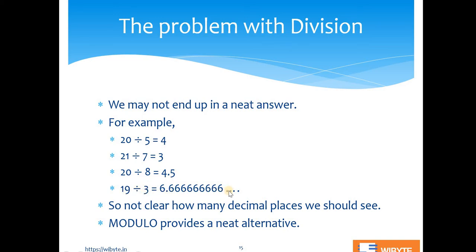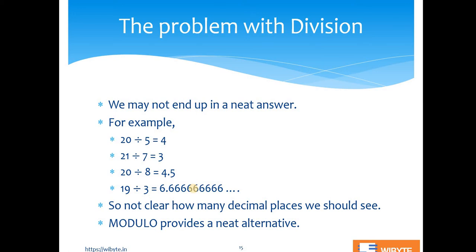So the problem is that we may not end up with a nice answer, and then it's difficult to figure out how many decimal places we should store. One way is to say, okay, answer to the first decimal place, so 6.666 becomes 6.7. That's fine. So that's one thing that can be done. However, I thought a neater alternative which incorporates this as well as goes a little further is the modulo operator.